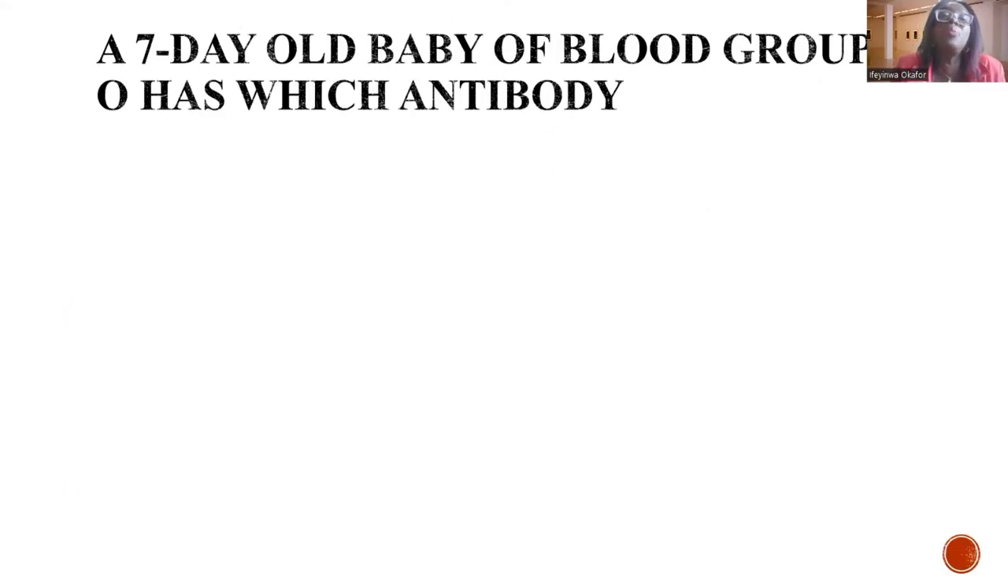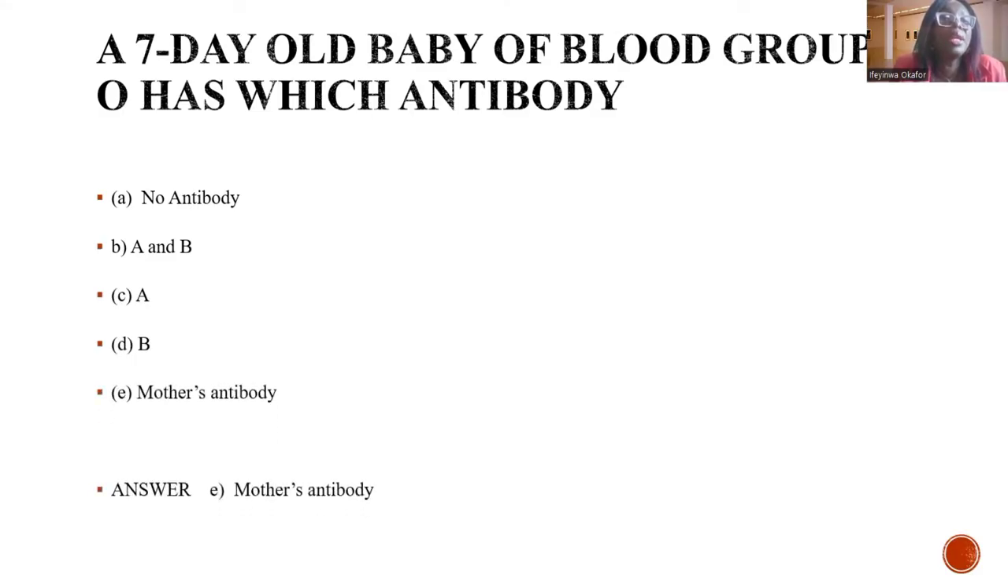A 7-day-old baby of blood group O has which antibody? No antibody, A and B antibody, A antibody, B antibody, mother's antibody. Yeah, the answer is E, the mother's antibody is what is present at that age. Gradually, the baby will start making his own antibody from 3 months and above.